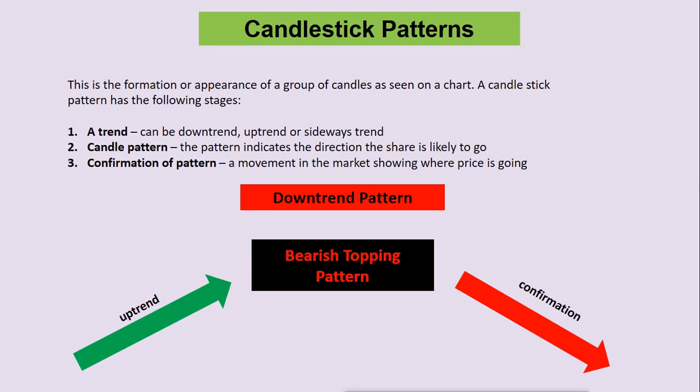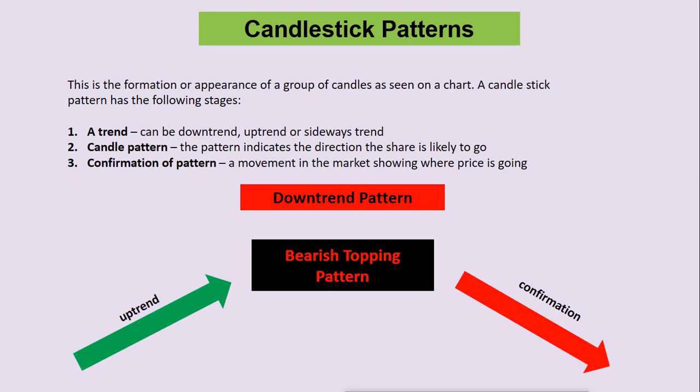Now, a trend can be defined as the movement or direction of movement of a share price chart over a period of time. And a trend can either be classified as an uptrend, or a downtrend, or a sideways trend, or what is called a ranging trend. Sideways and ranging trend is the same thing.